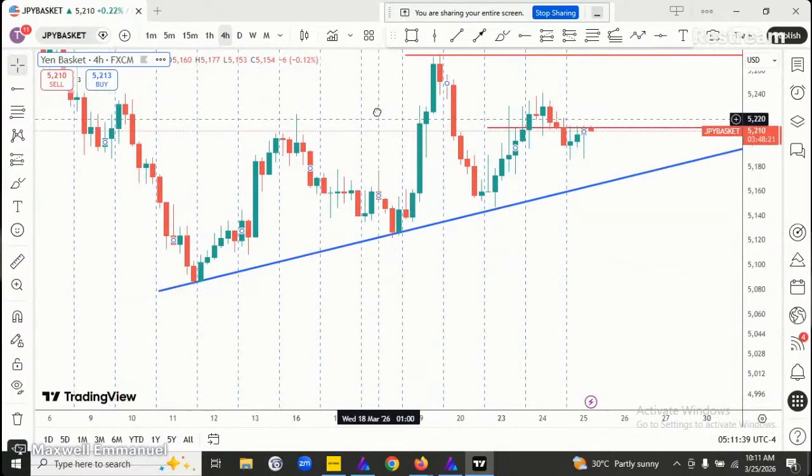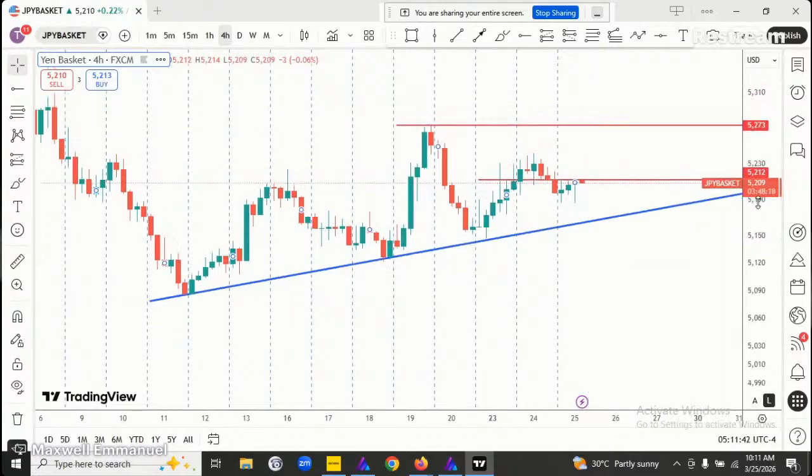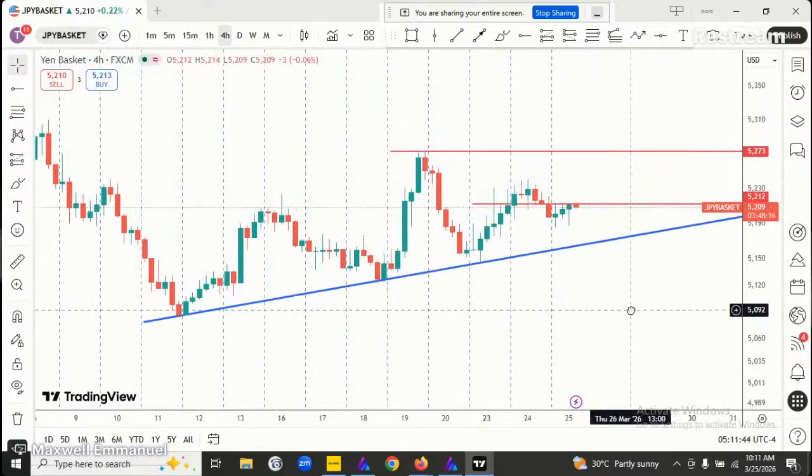So my bias for the yen today is bullish.